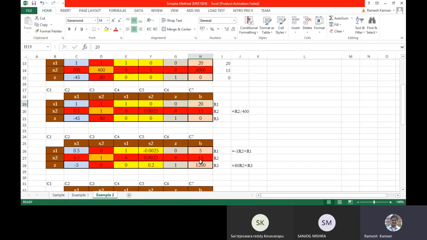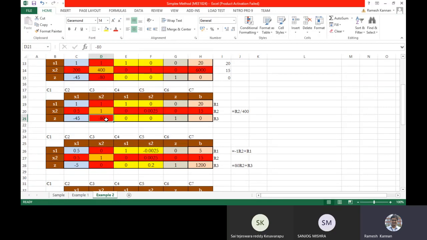Minus 15 plus 20 is 5. Plus 5. So that is how we made this element become 0. The next is the Z element, which is minus 80. How do we make minus 80 to be 0? Multiply row 2 by plus 80.